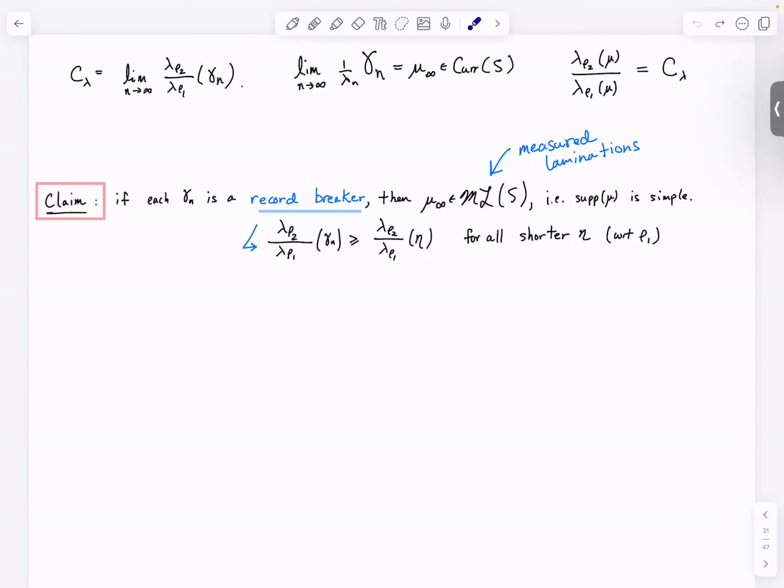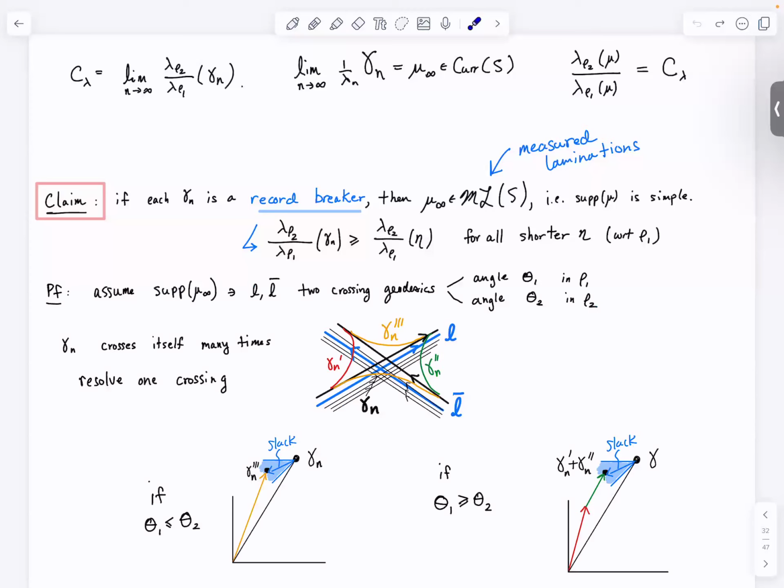What that means is that each γn I've chosen in my sequence has steeper slope than any other curve which is shorter than it. So the length ratio for γn is bigger than or equal to the length ratio for any η which is shorter. I'm constructing a sequence approximating the maximal slope in the most efficient way possible. If I could have chosen a shorter curve with steeper slope, I did. I choose one record breaker and then look for another one that's longer. Each time I choose a new element of my sequence, it has a steeper slope than anything else that was shorter than it.